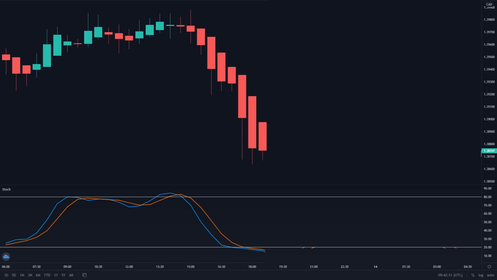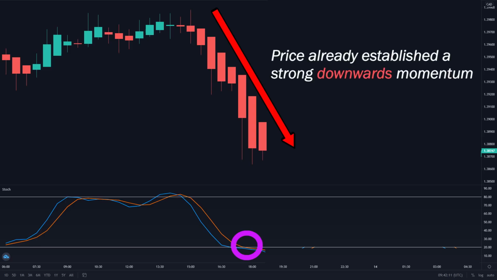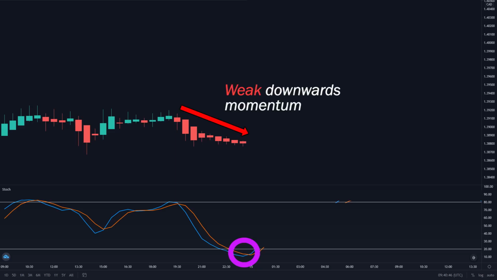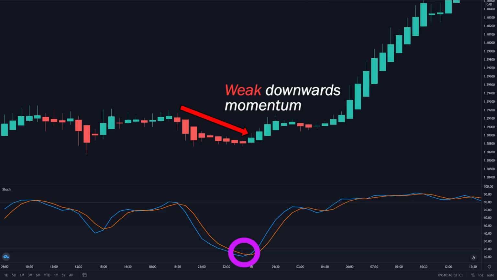Let me give you an example. Here you can see the stochastics went to oversold levels, but the price has already dropped significantly. So we do not want these types of entries because the price has already established a strong downwards momentum. Instead, we want something like this, where the stochastics went to oversold levels, but the price hasn't yet established a strong downwards movement. Therefore, it is more likely to reverse to the upside.